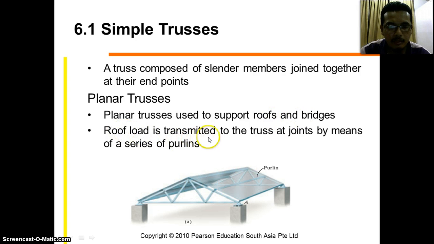So the roof load is transmitted to the truss. The trusses are joined by means of a series of purlins. So we have a set of planar trusses, and then this series of purlins here transmits the load.